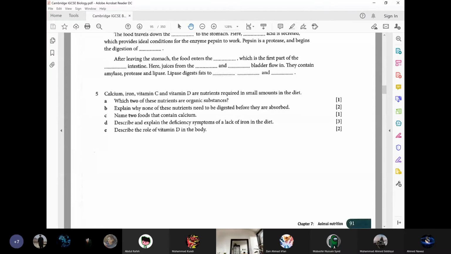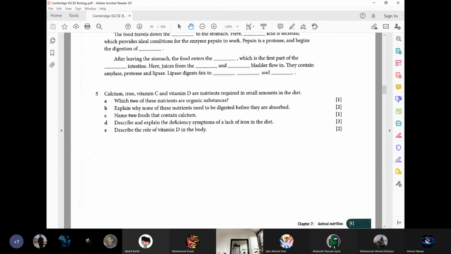Calcium, iron, vitamin C, vitamin D are nutrients required in small amounts in the diet. A, which two of these nutrients are organic substances? Sir, calcium and vitamin C. Now, let me tell you what organic substances are. You will learn about organic chemistry, inshallah, next year. There are two types of compounds in chemistry, organic and inorganic. The compounds that have carbon and hydrogen both in them are called organic.